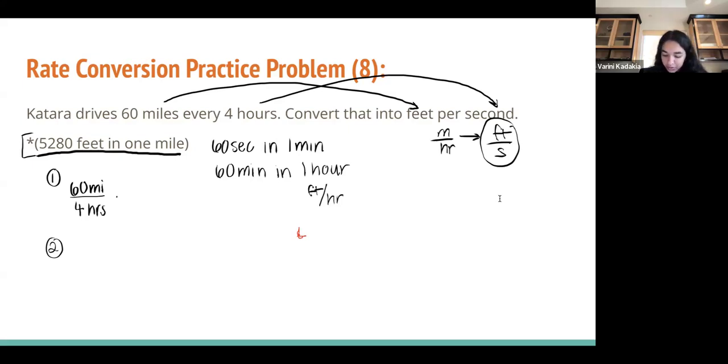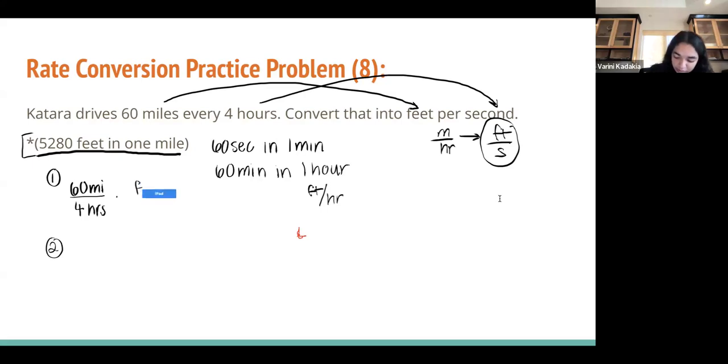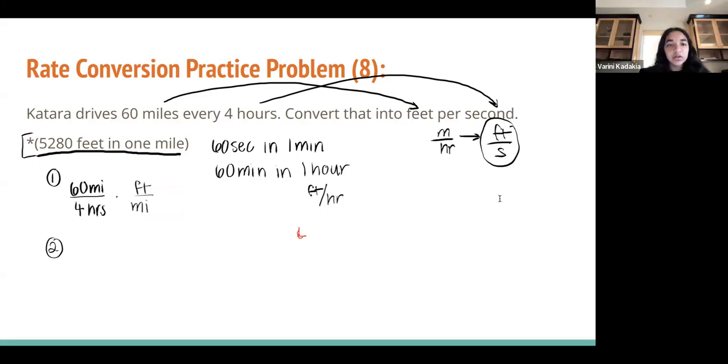So how else should we set up this ratio? Should we set it up feet over miles or miles over feet? Feet over miles, yeah. Because when you look at this, you can actually cancel out the miles, right? Because they're on opposite sides of the fraction. So you can cancel these miles out and you're left with feet per hour, right? That's what we wanted. So this is what we should do.